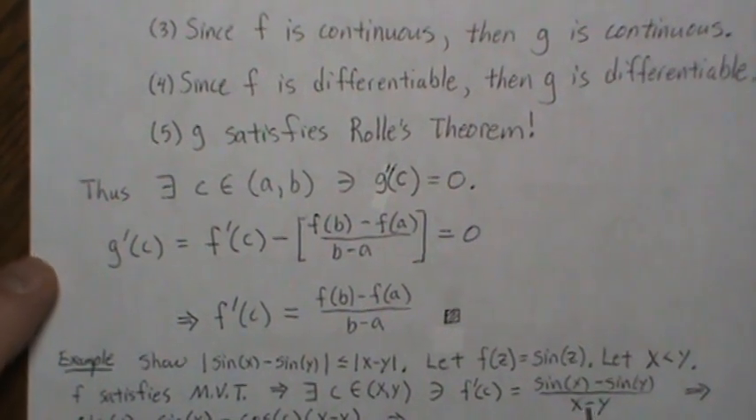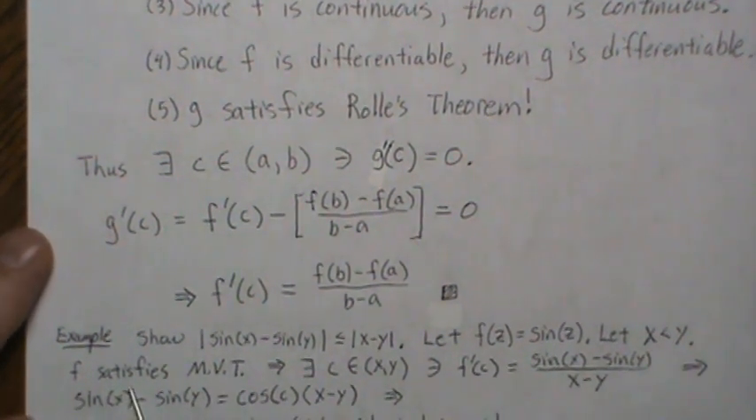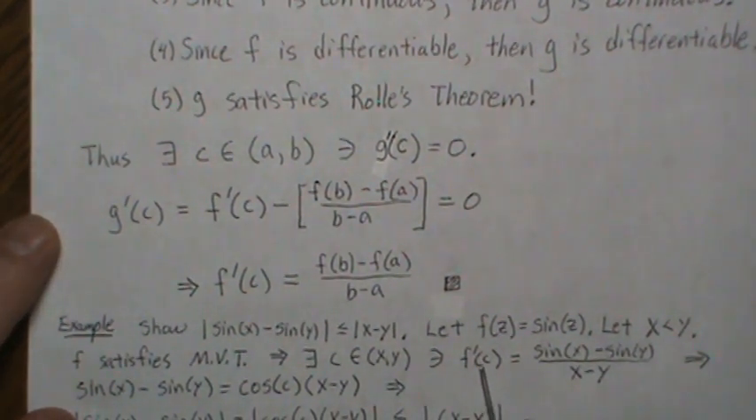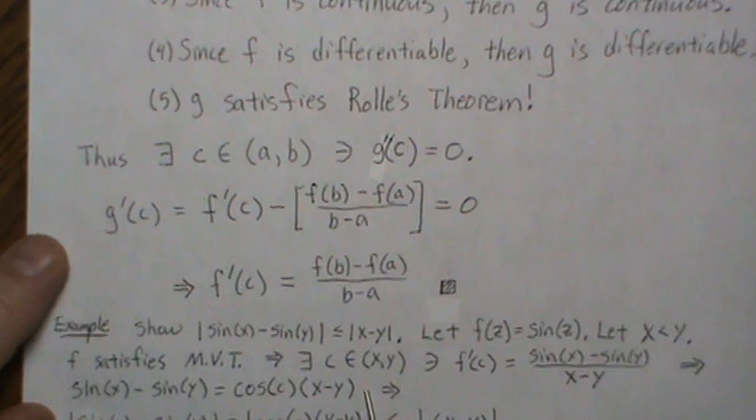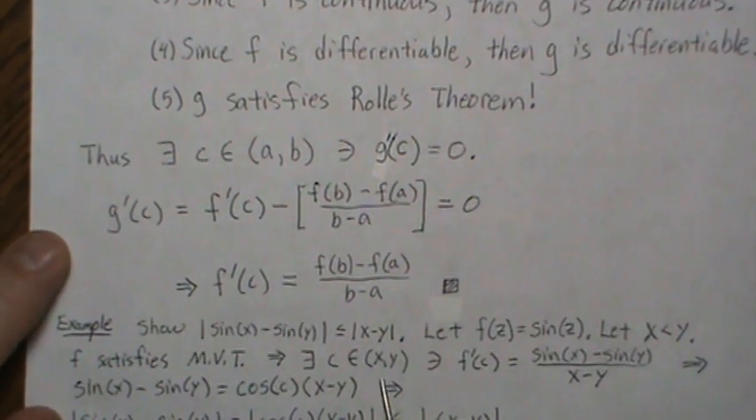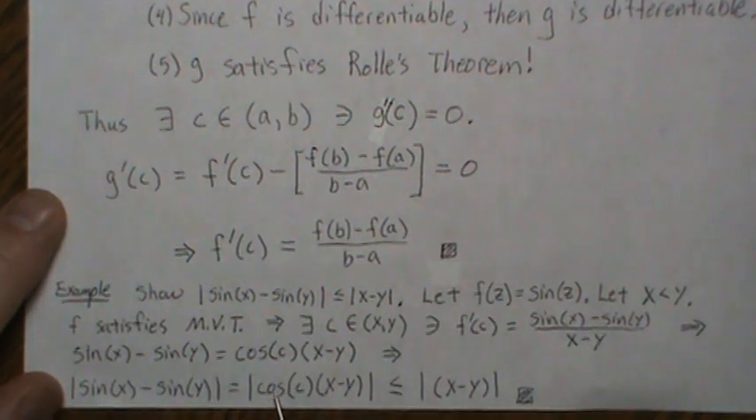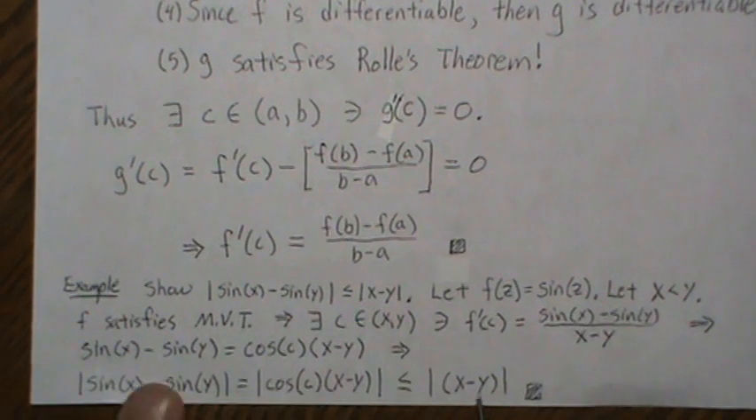And so this is true. But we know what the derivative of f is. It's cosine, right? So this is the cosine evaluated at c. So if we multiply this to the other side, we get this equation here. Now let's take absolute values on both sides, and we get this. But since the absolute value of cosine of c is always less than or equal to 1, let's just plug in 1, which makes it a little bit bigger. And this is what we wanted to show.